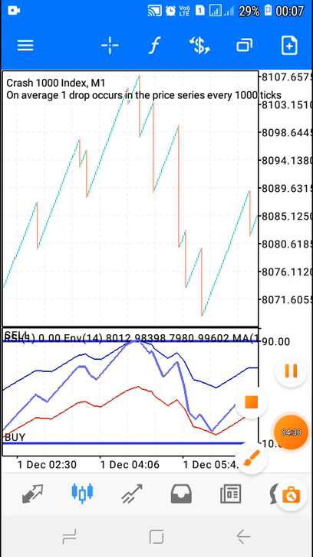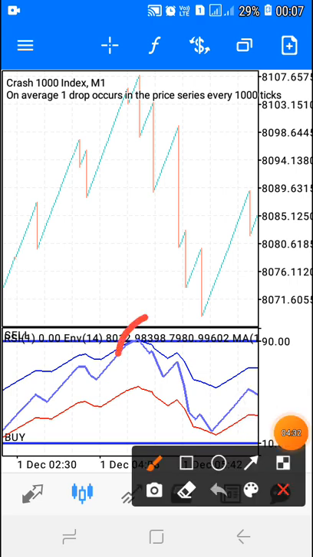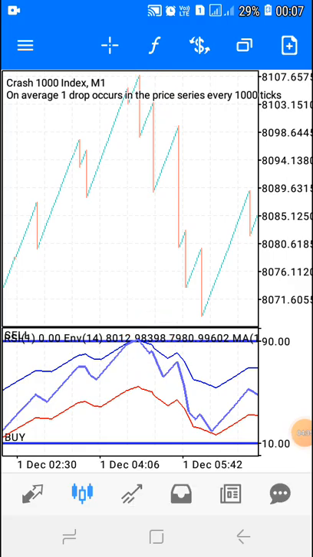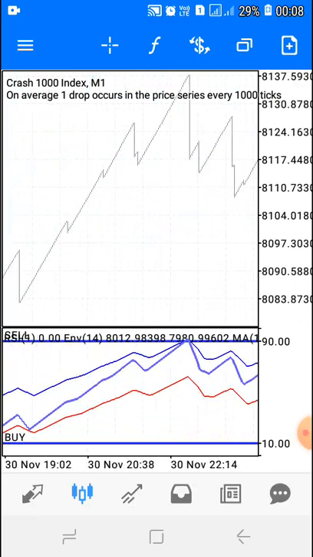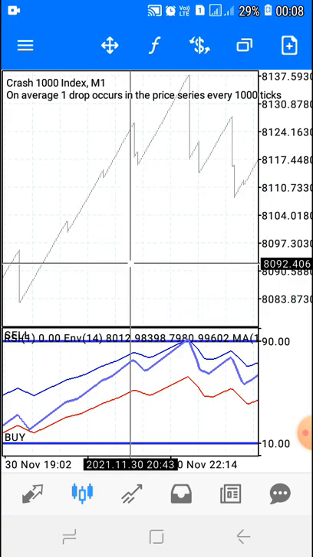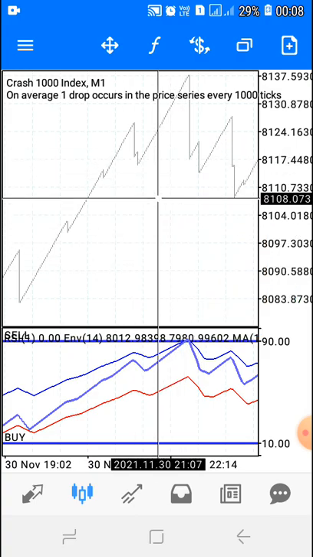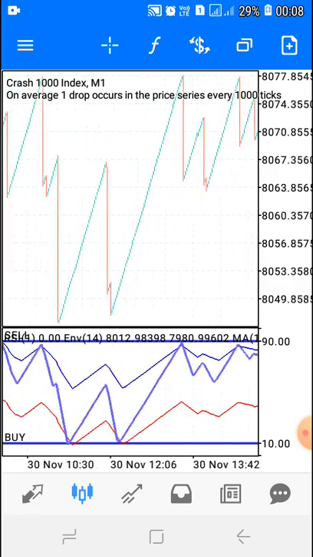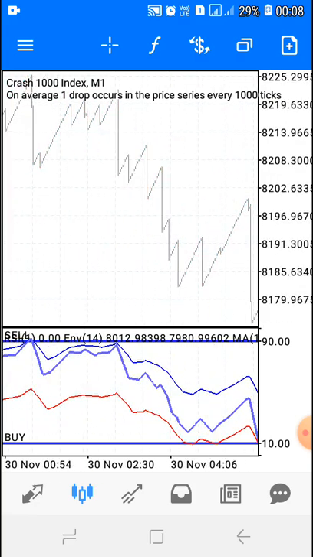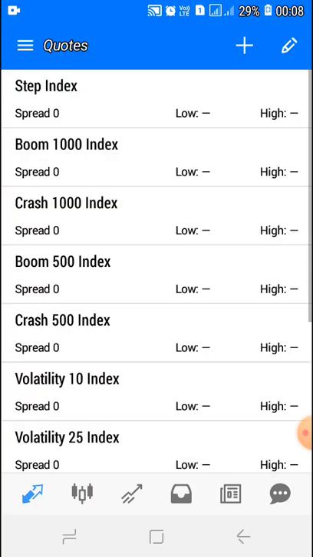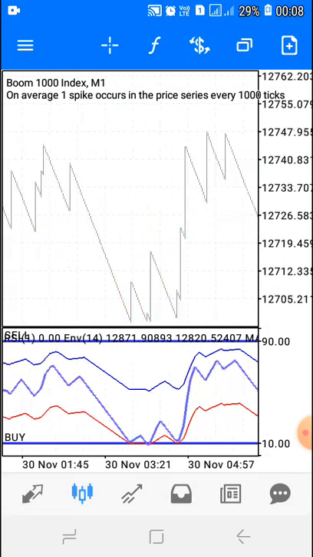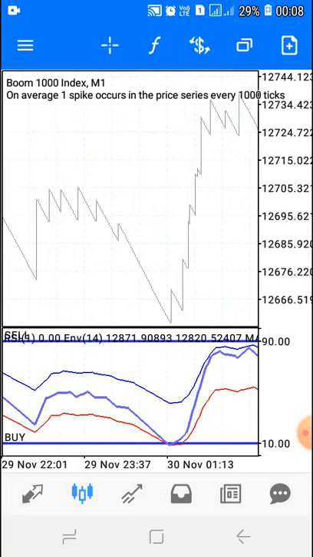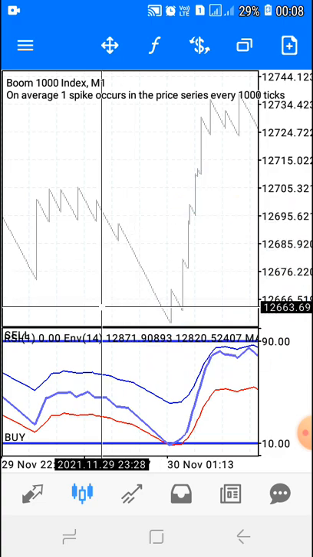But the thing is, the market won't always spike immediately. Sometimes it will take time to spike. So you need to be cautious of this. You can see on Boom and Crash 1000, there are a lot of spikes, because when the market spikes on Crash, it spikes to the downside. And when we go into the chart and click on Boom 1000, we can see that the market spikes to the upside.